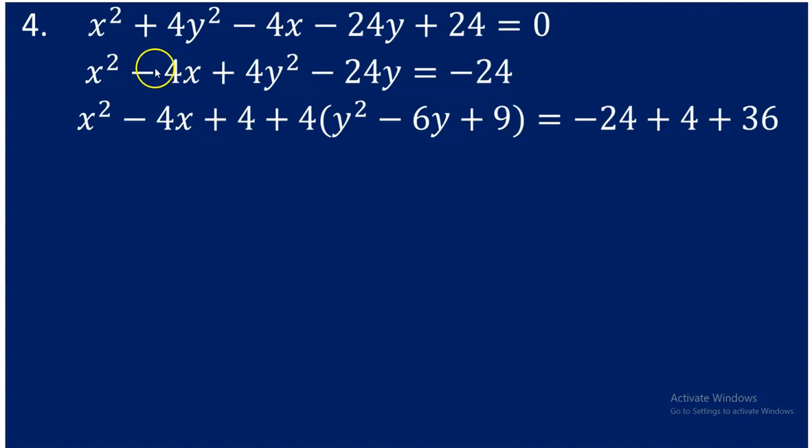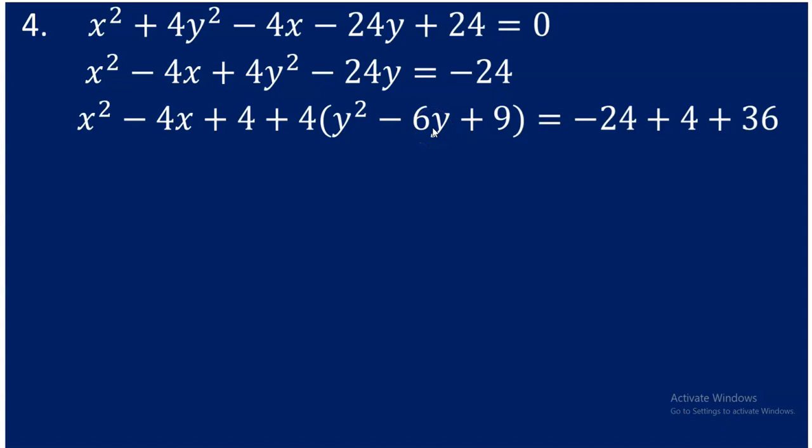What I did here is, look, x squared is directly written as it is, minus 4x is here. So here, half of minus 4 is 2, and squaring that makes 4. I have added 4 here, so the same has to be added to the right side in order to keep equivalency. Here you can take 4 as a common factor out, then y squared minus 6y can come.